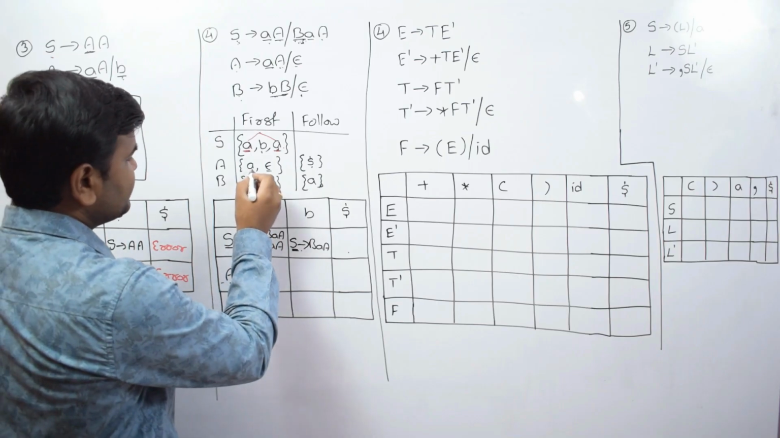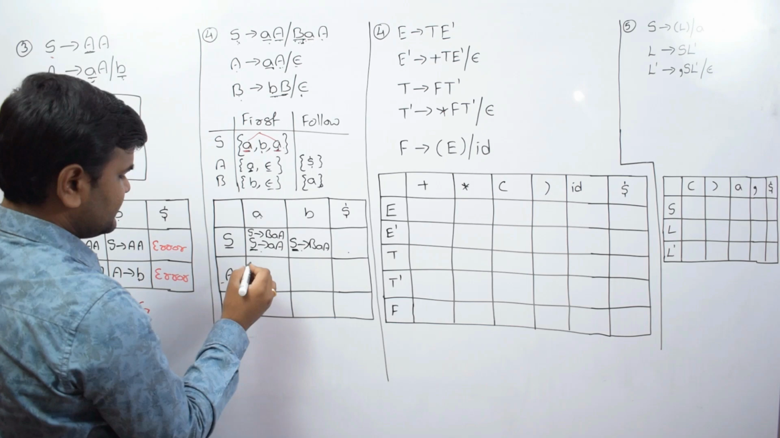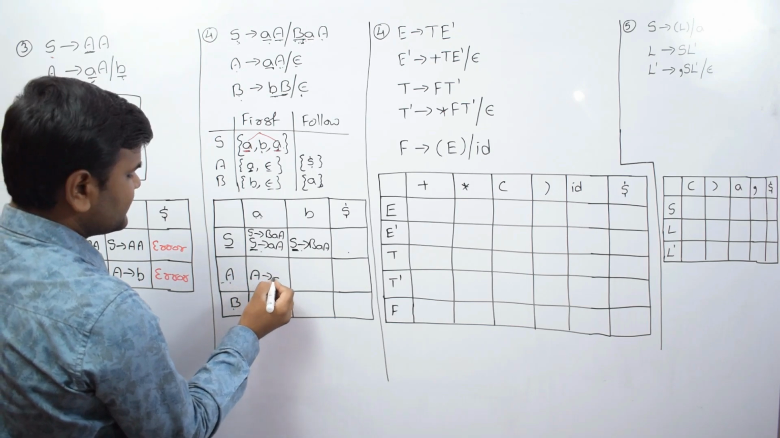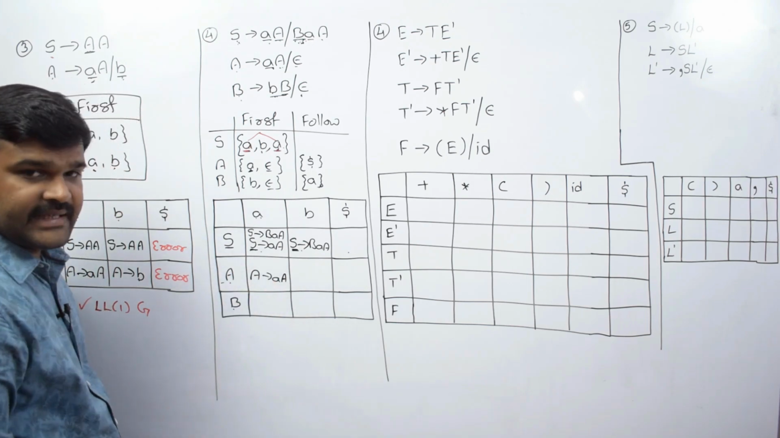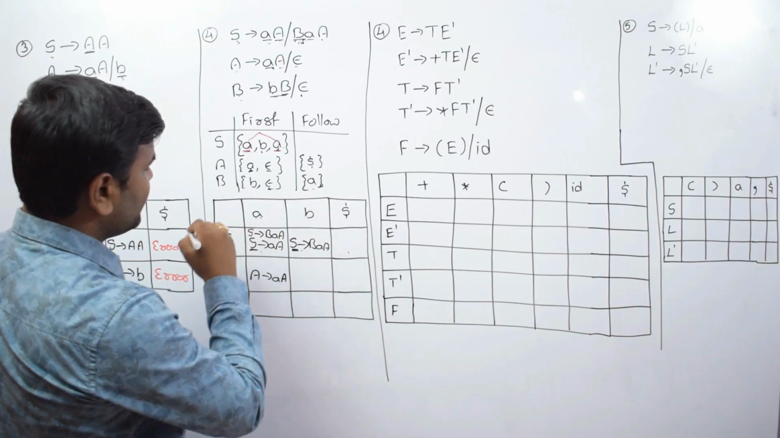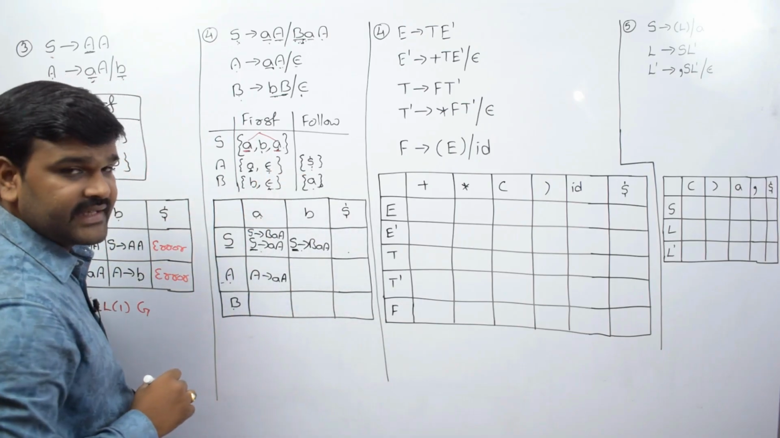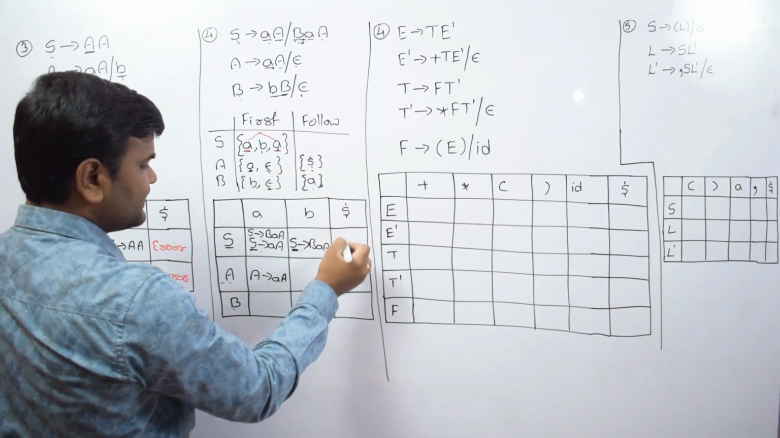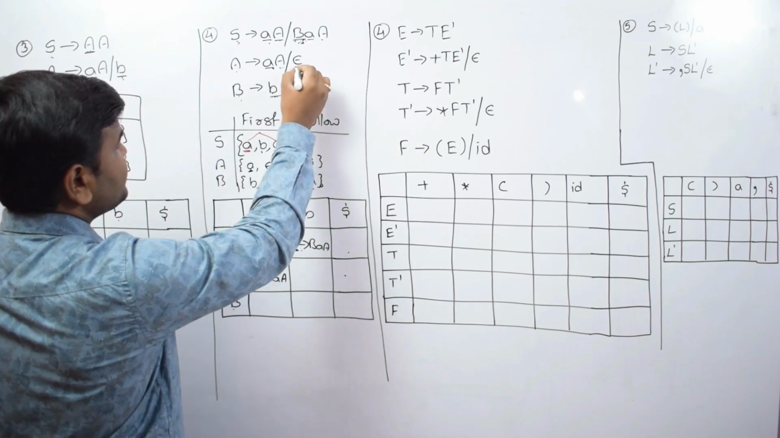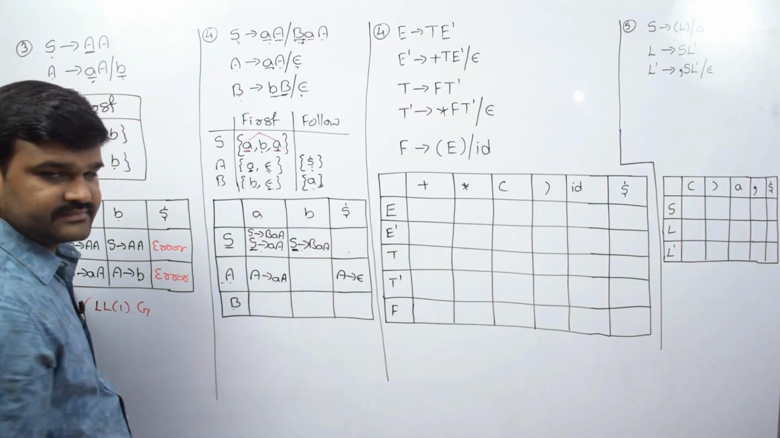So here next A is there. This A you got from this production, A arrow capital A, small a capital E. Then next epsilon is there, that is why we find the follow of A. Under dollar we are going to write down this production, that is A arrow epsilon.